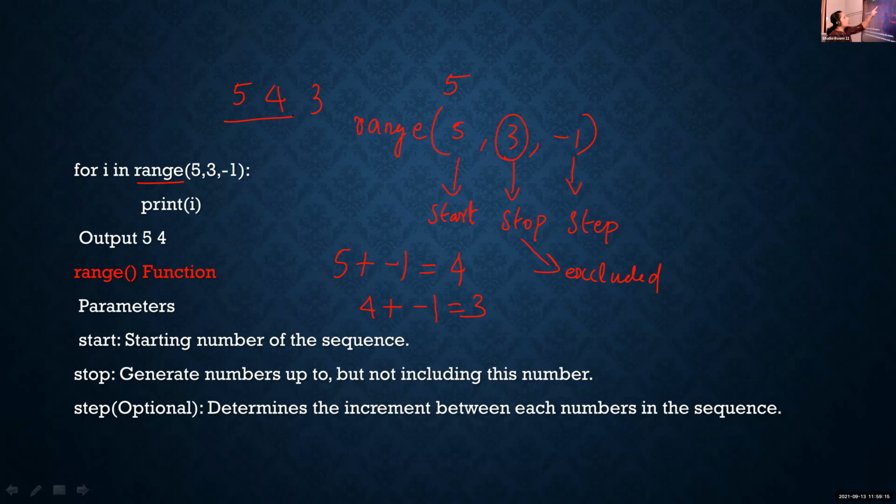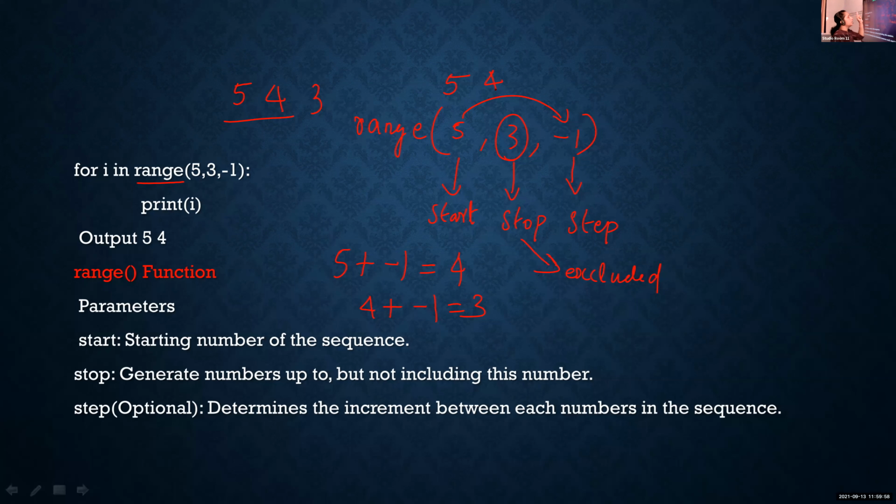So range(5, 3, -1) means 5 is the starting value, so 5. Then the next value is 5 plus -1, so it is 4. Then after that, 4 plus -1 means it is 3, but we can't include that 3 in the output because 3 is the stop value. So the start value to the stop value is printed, but the stop value is excluded. It is not included in the output. Is it clear, children?